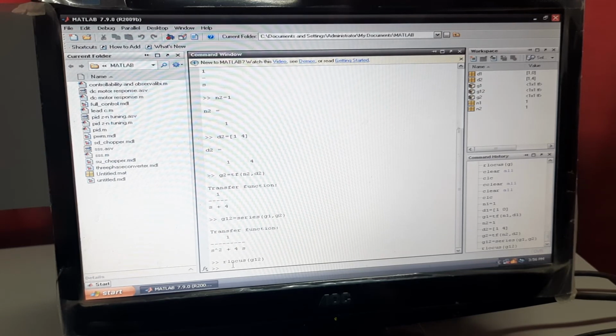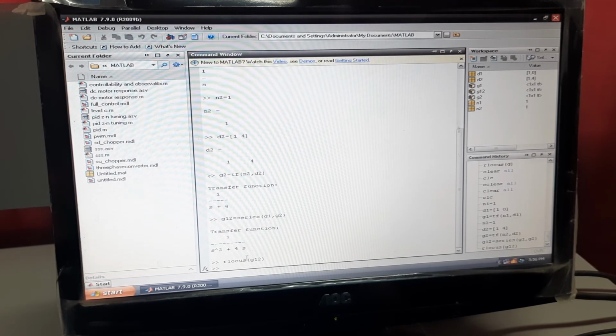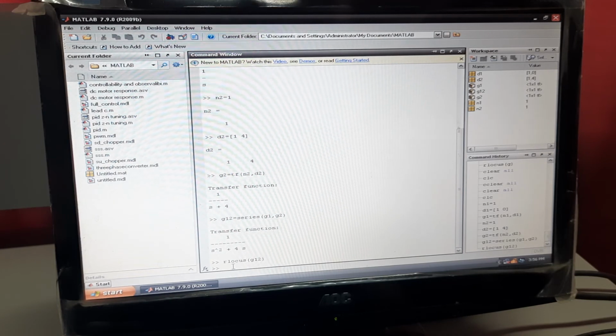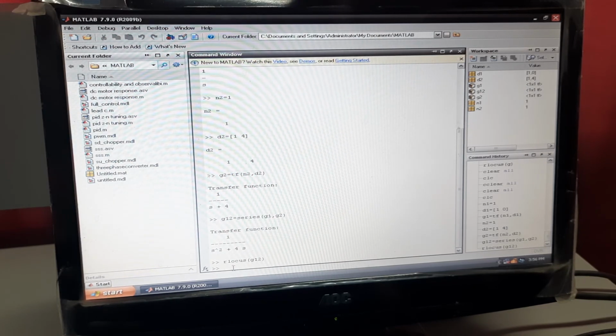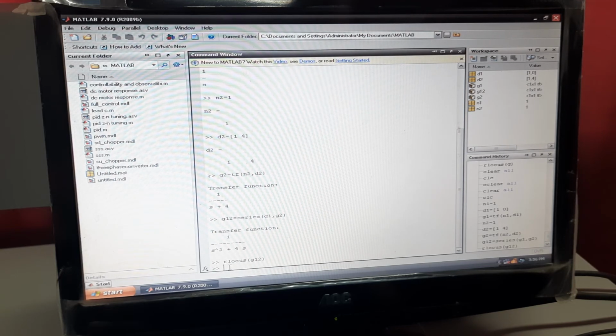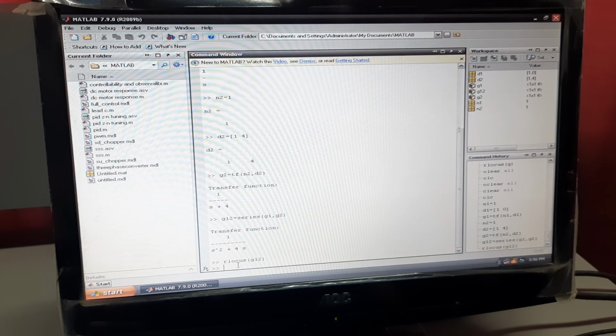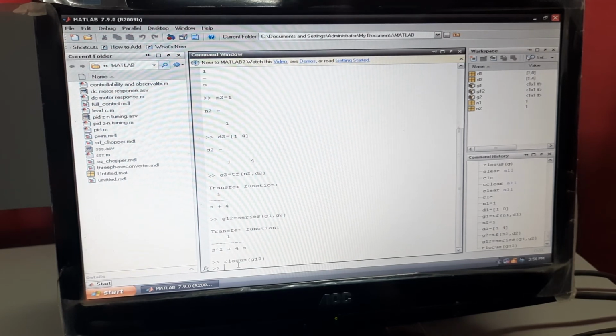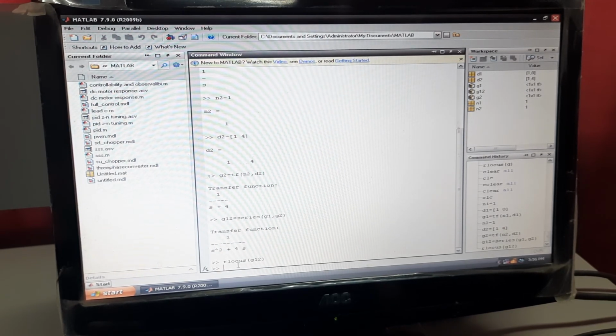Another thing we also did in the class is the polar plot. How can you draw the polar plot? For the polar plot you have to go for the Nyquist one. The Nyquist plot is the advanced version of the polar plot. We have not started the Nyquist plot in the class, but I am showing you.